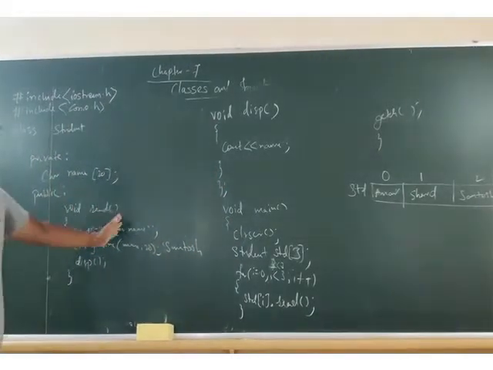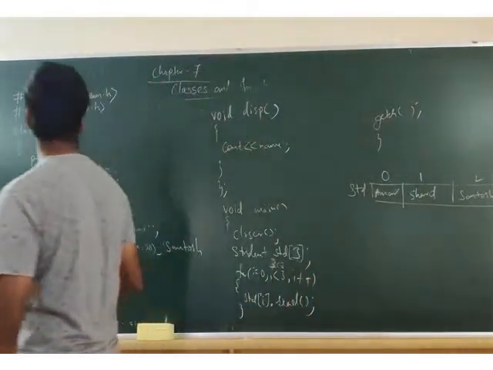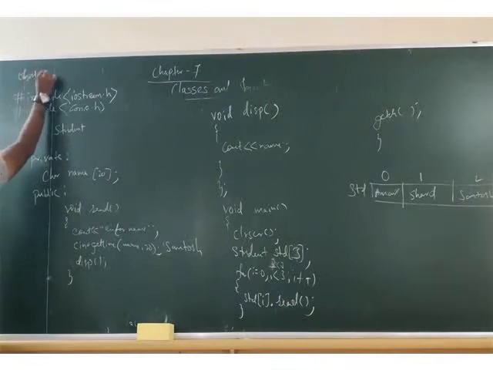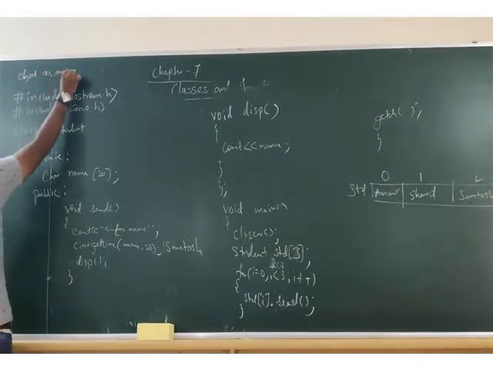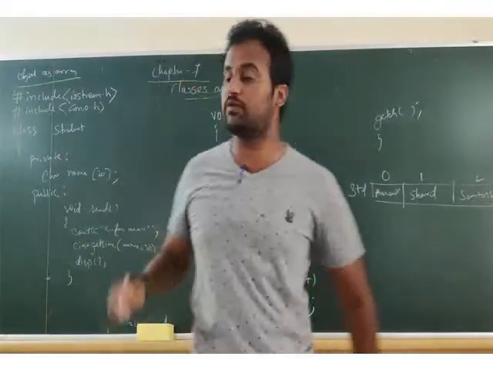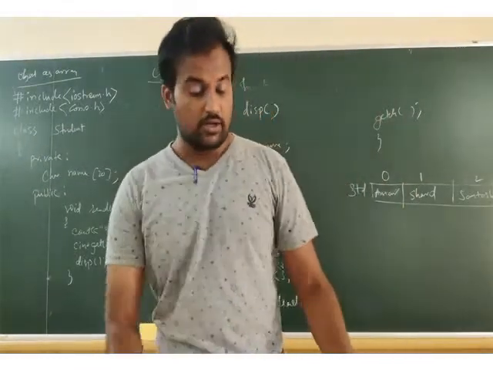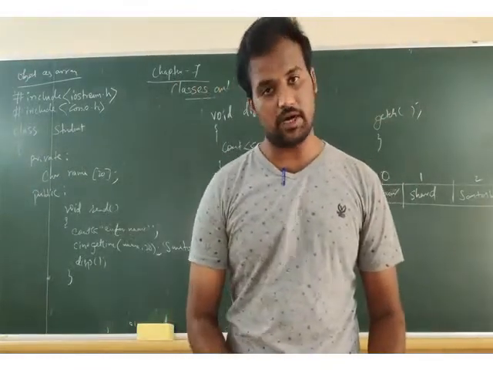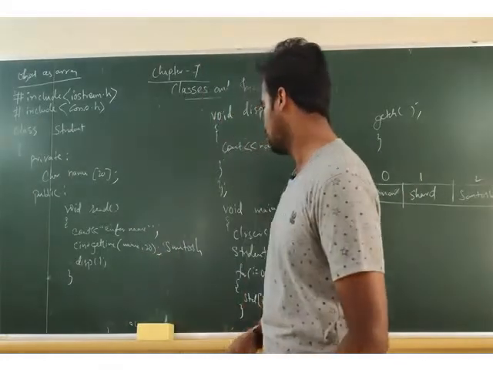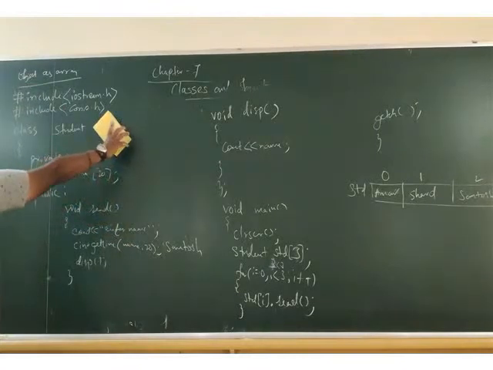Okay? This is the object as an array topic. What is the topic name? Object as array. One is object as member of class. One is array as member of object. So, array is a member of class, and array is a member of object. These two things. Okay?